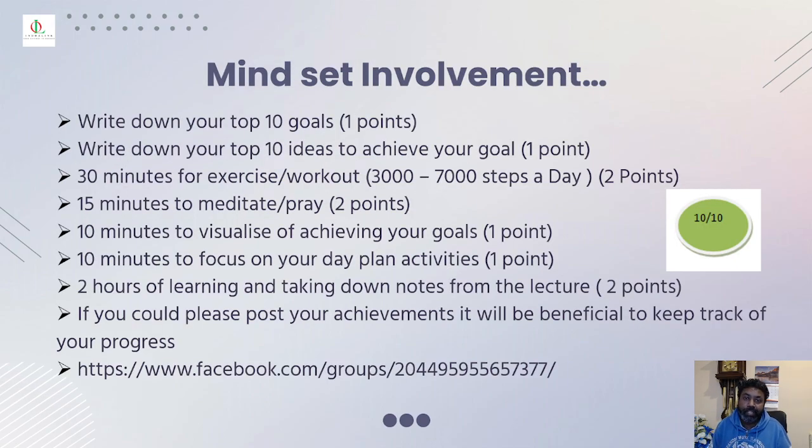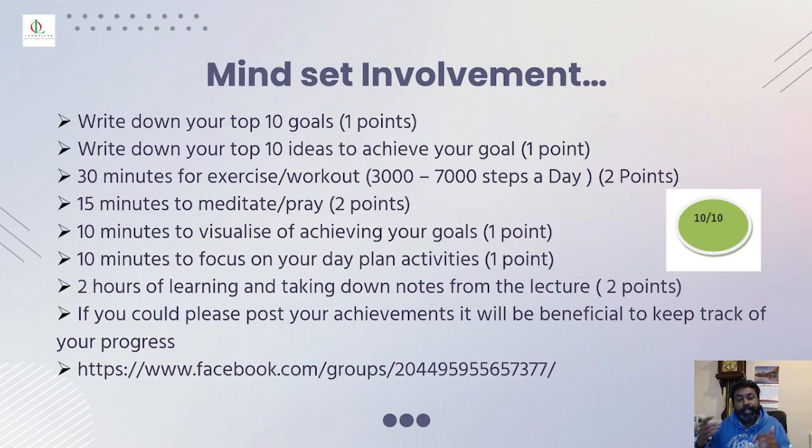And please start with the involvement as well. Write down your top 10 goals, write down top 10 ideas to achieve the goals. At least spend 30 minutes to do your exercise and workout. At least go for a walk and do 10,000 steps. That will get you 2 points here. And spend at least 15 minutes to meditate or pray, and spend another 10 minutes to visualize that you are actually achieving those goals.